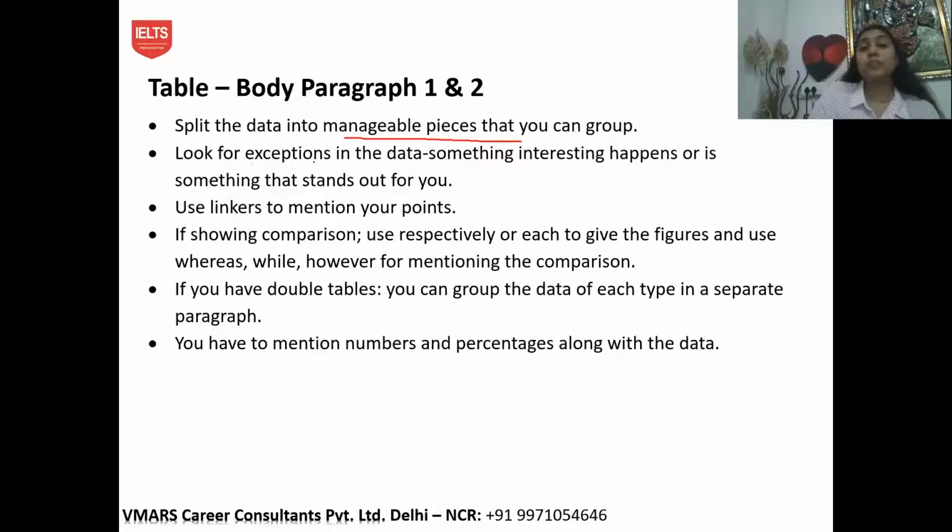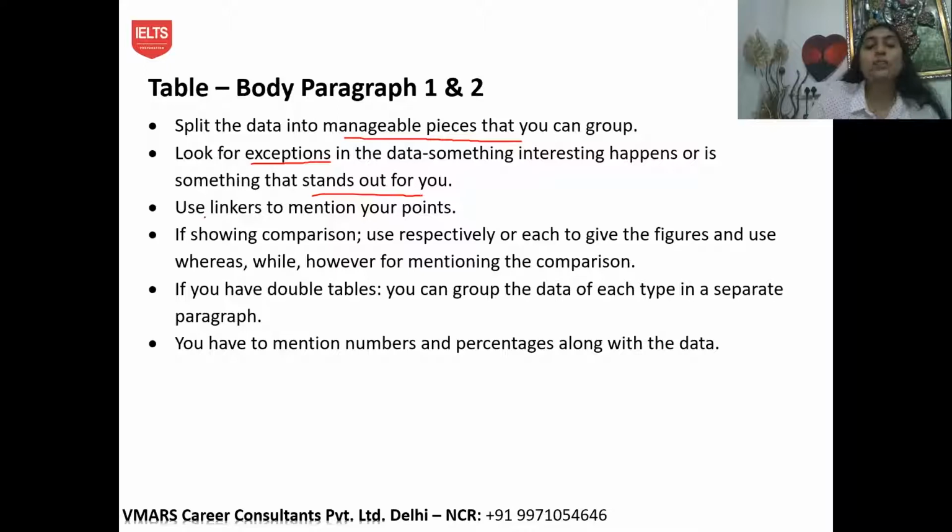Look for exceptions. Now what are exceptions? Suddenly the data is very high, suddenly the data is very low, or there is some data which is 0. That is your exception. Something that stands out, which is completely different, which needs to be shown.